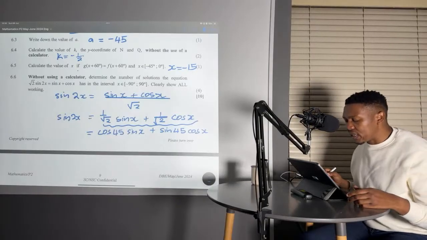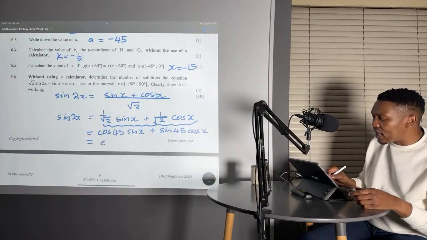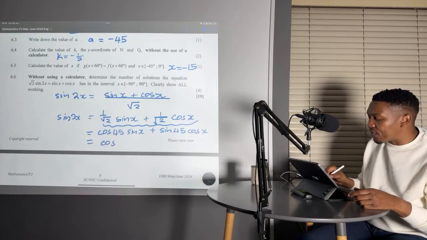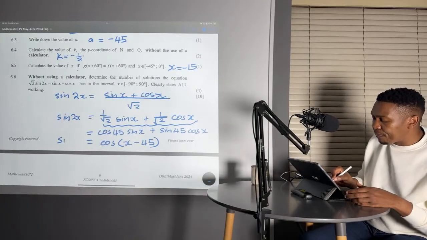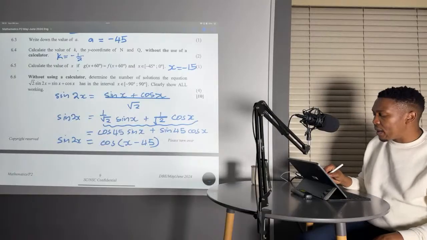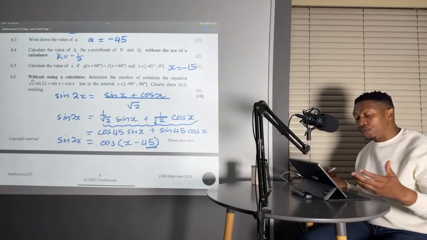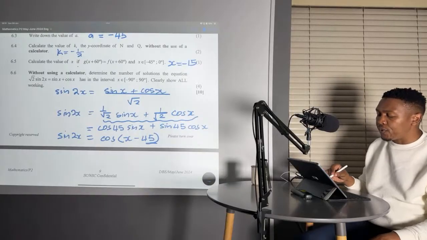And what do you notice in this case? All that I can simply do, this is the equivalent of the cos graph, right? I will say this is x minus 45, right? When I use, in this case, my compound angle formula, I get x minus 45.